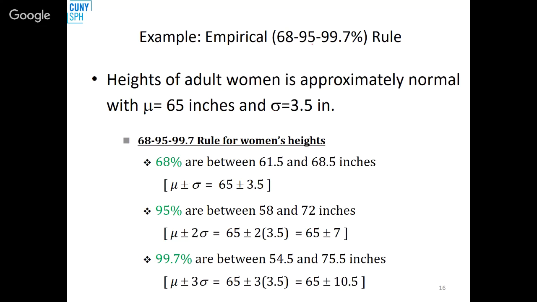So going back to that example of the heights of adult women with the mean of 65 inches and standard deviation of 3.5 inches, and applying this empirical rule, 68% of women in this population will have heights between 61.5 and 68.5 inches. That's just 65 plus or minus 3.5. 95% will be between 65 plus or minus 7 inches, and 99.7% will be between plus or minus 3 standard deviations, so 10.5 inches.